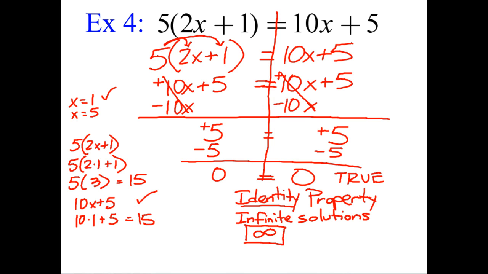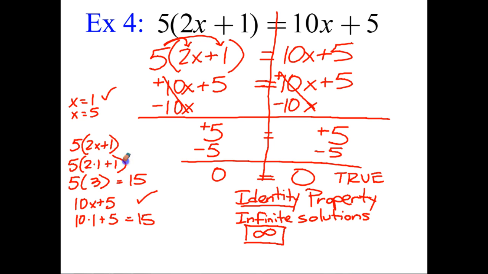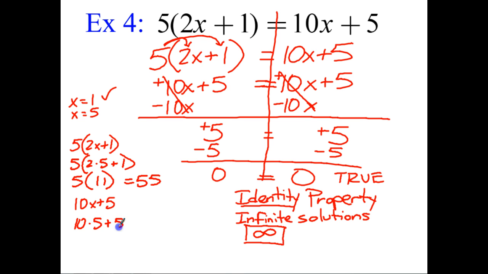Whoa, that went crazy. That was more than I wanted to be erased. Let's just erase it like this. In fact, I don't want to erase all of that. I just want to erase this and that. Now we'll plug in 5, and we'll do 5 times 2 times 5 plus 1, and that's going to be 5 times 10 plus 1, 11, which is equal to 55. And then I have 10 times 5 plus 5. Well, 10 times 5 is 50, plus 5 is equal to 55.